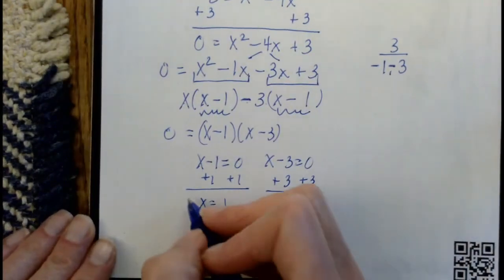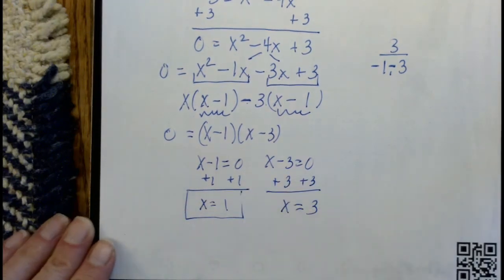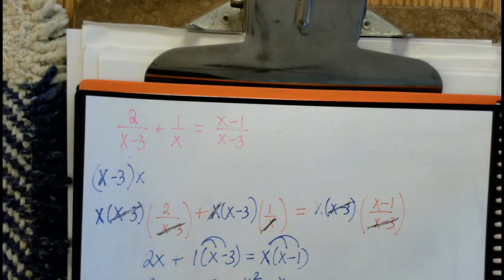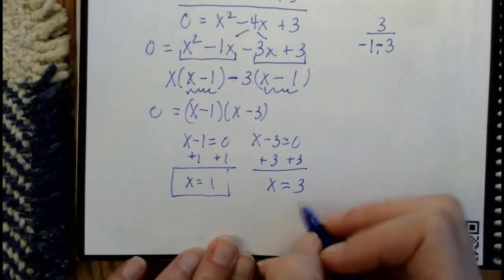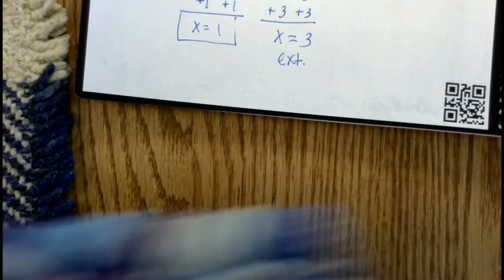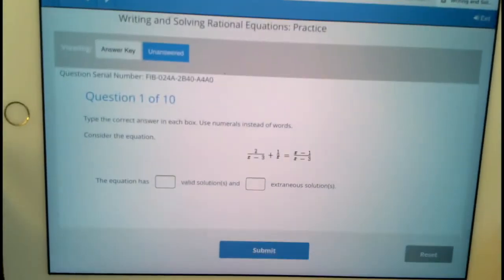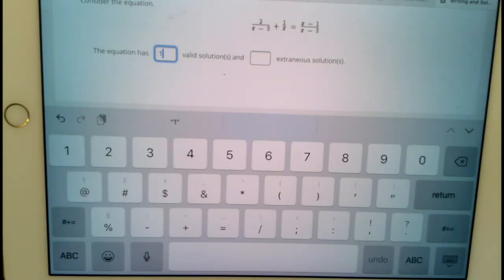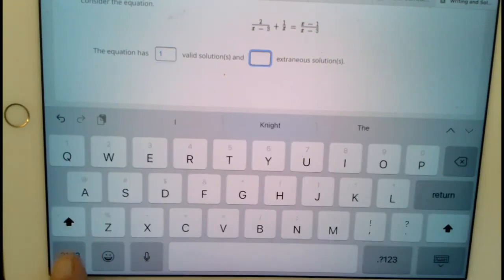1 is a valid solution. If we take 3, well, 3 minus 3, we're putting the value of 3 back in the equation for x. 3 minus 3 is 0. Our denominator is not allowed to be 0. So when we go back there, this one, by the way, is extraneous. So when we go back here, what we can say is that we have one valid solution and one extraneous solution.